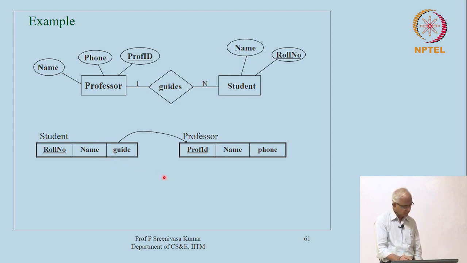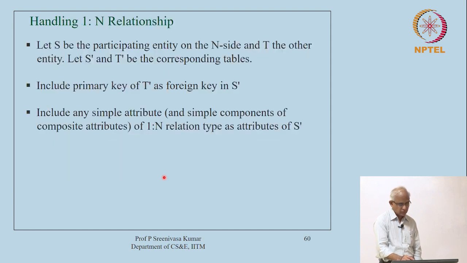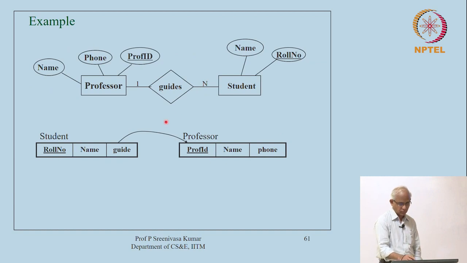So, let's just reread this again if you want. Let S be the participating entity on the N side and T the other side. So, include the primary key of T prime as a foreign key in S prime, that is what we are saying. And in case there are attributes for the relationship, include them also as additional attributes in S prime. So, in case there is an attribute called begin date or something like that, you basically make that an attribute on the student side itself.